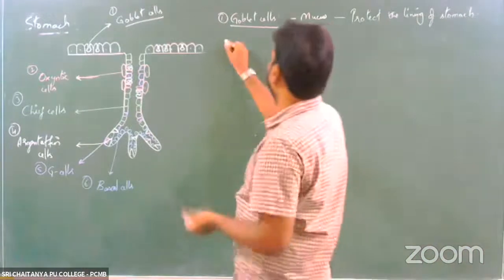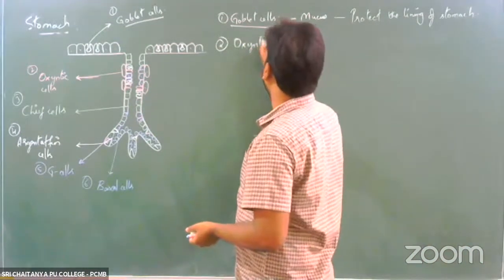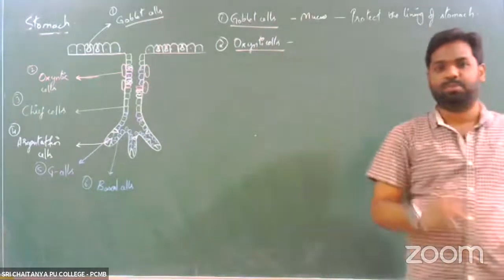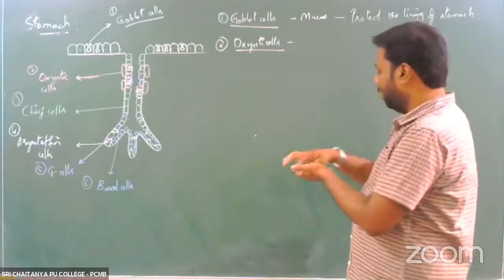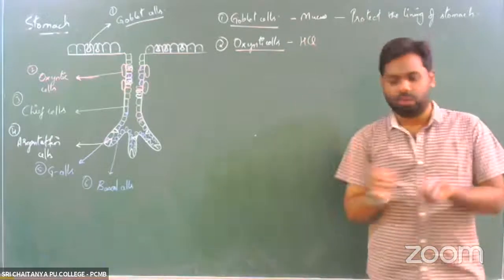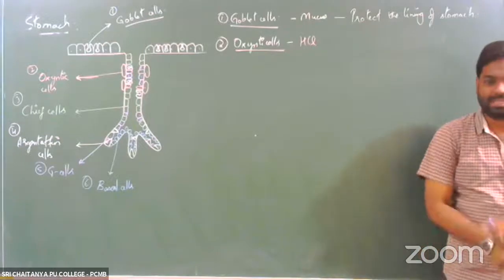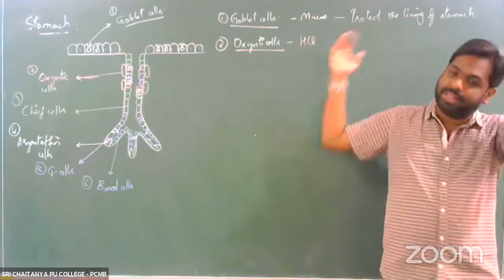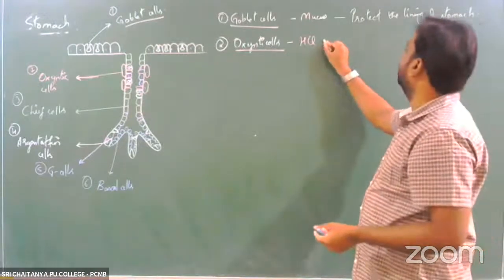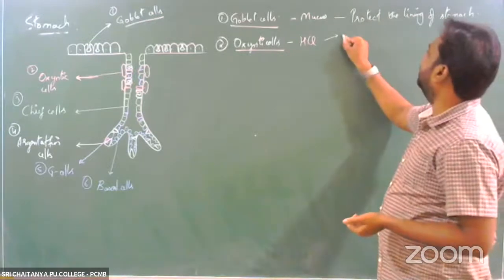Next, we have the second type of cell, which we said is called the oxyntic cells. These oxyntic cells secrete 2 types of substances. Number 1, they secrete concentrated hydrochloric acid. Now, what is the role of this concentrated hydrochloric acid? There are different functions of HCl. So let us take up those functions and see what the role of HCl would be. Number 1, HCl is involved in maintaining the acidic pH of the stomach.